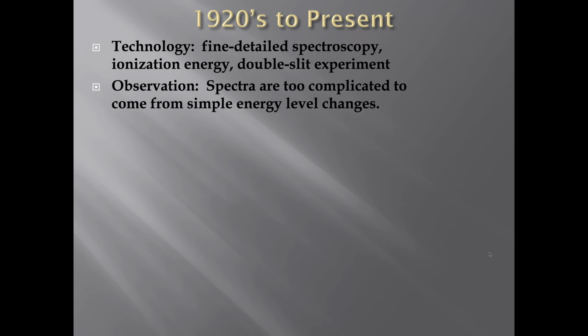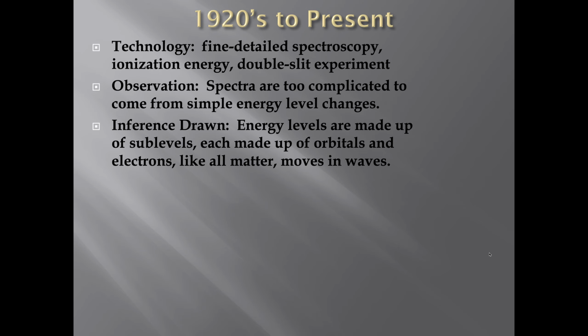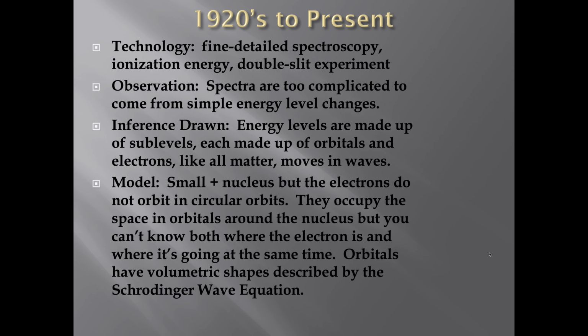Energy levels are not enough to explain elemental spectra. Atoms not only have energy levels, those energy levels are broken up into sublevels, and those sublevels further broken up into orbitals. And those orbitals are regions of space not where you will find the electron, but where you're most likely to find the electron.